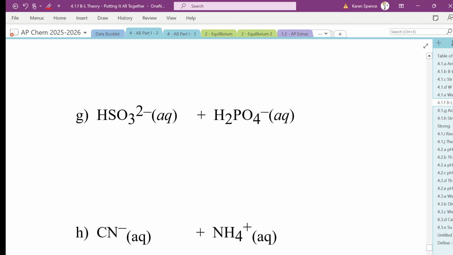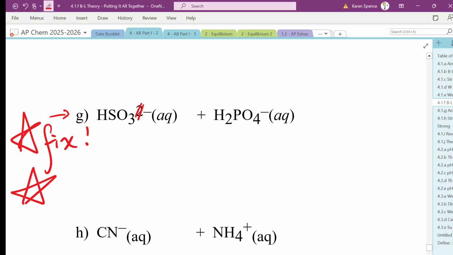Okay, so we have HSO3 and H2PO4. Once again, oh, the charges are wrong. Yes, I have a tendency of doing that, which is not very good. This should be HSO3 minus, is H2PO4 minus? Yes. Okay, so other than that, I need to fix that. It should be HSO3 minus, not HSO3 2 minus.